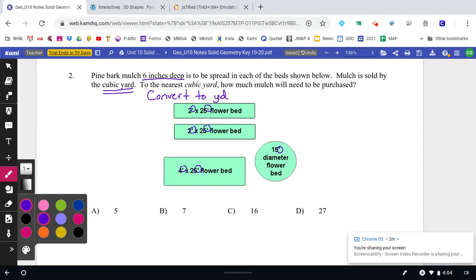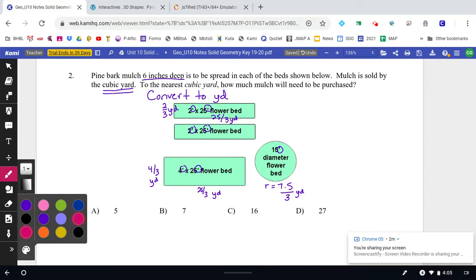Okay? So 2 feet is really 2/3 of a yard. And 25 feet is really going to be 25 thirds. We'd have 4 thirds, 25 thirds. And here, if my radius is 7.5, then it will be 7.5 thirds. That takes all of those and turns them into yards.